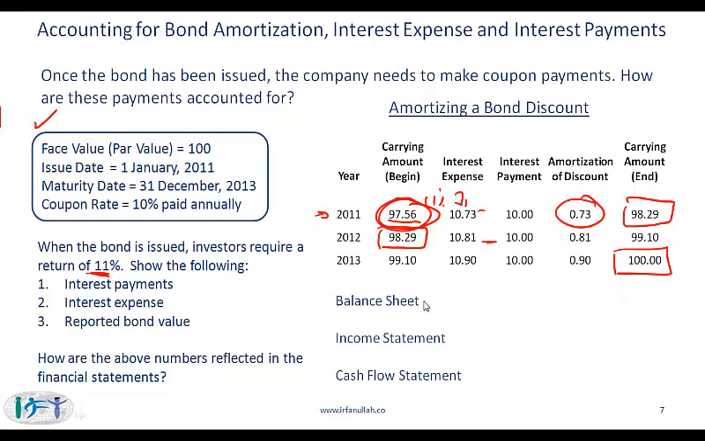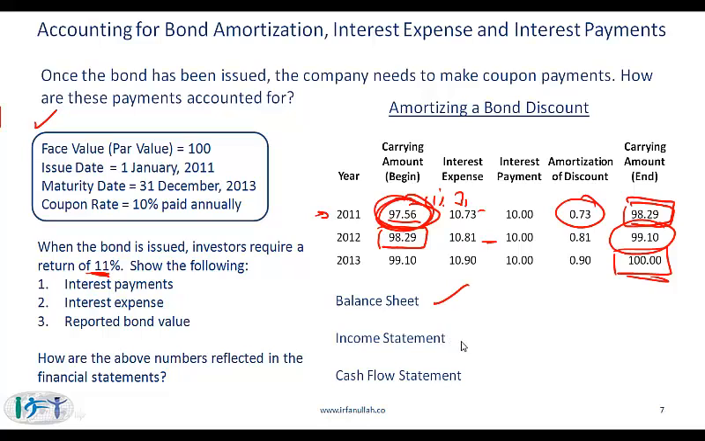Okay, now what's the balance sheet treatment? Essentially, the bond is recorded at 97.56 at the start of year 1, and then at the end of year 1, how much is the value on the balance sheet? The amortized cost is 98.29, and then at the end of year 2, the liability is this. At the end of year 3, the liability is 100 because that's the amount the company has to pay at the end. So that's the balance sheet treatment.